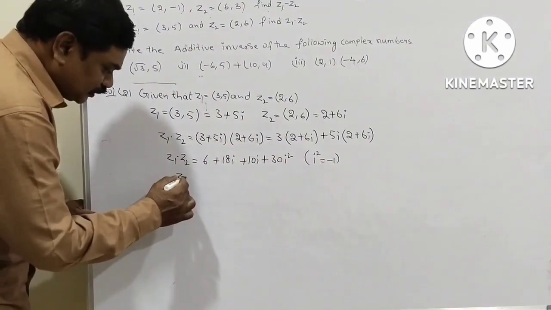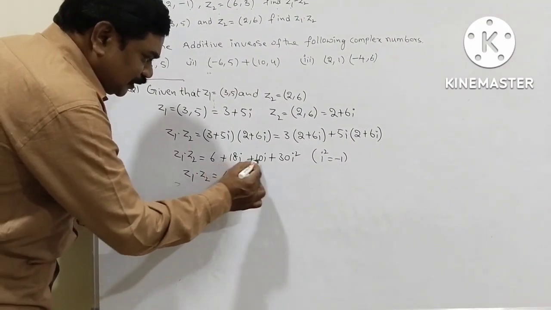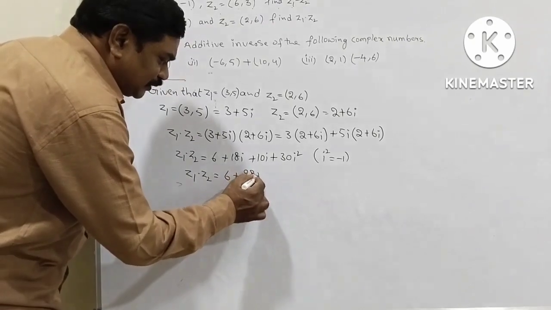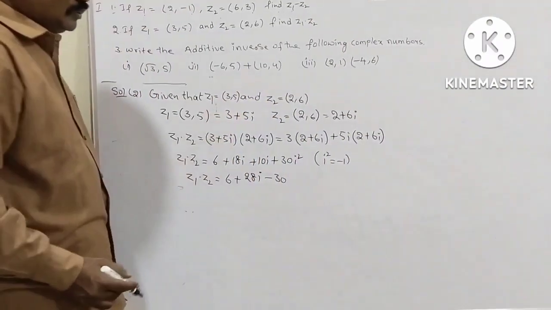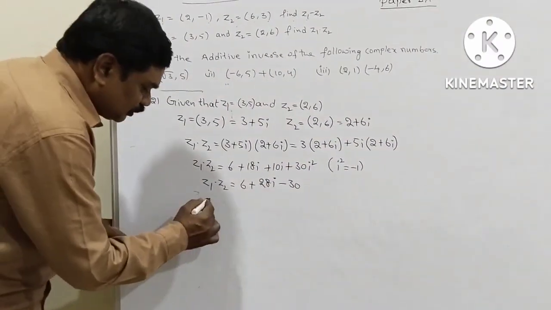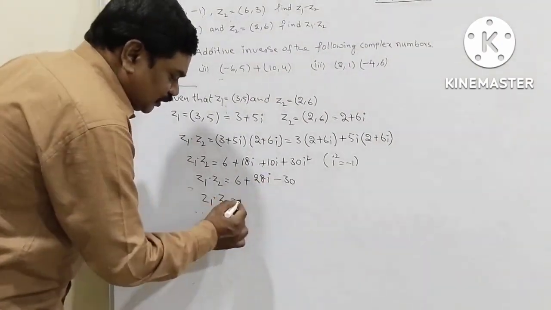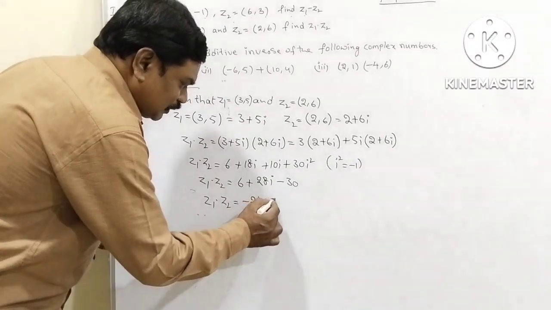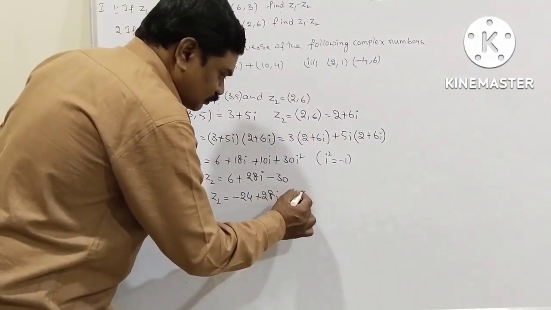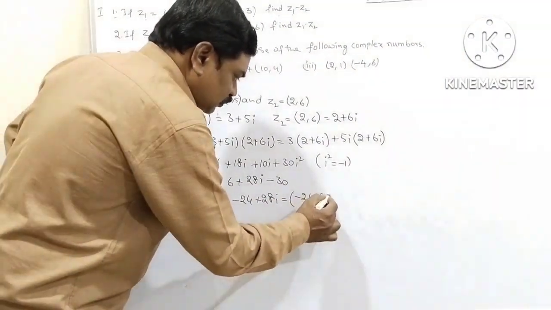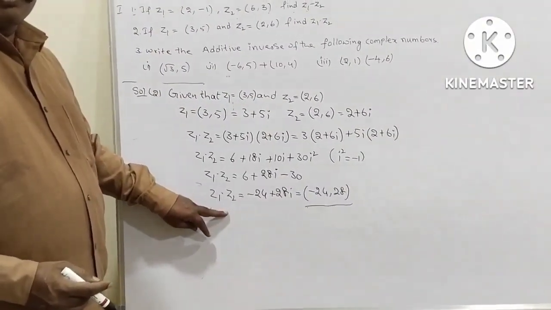So Z1 into Z2 is equal to 6 plus 18i plus 10i, that is 28i, minus 30, where i squared is equal to minus 1. So Z1 into Z2 is equal to 6 minus 30, that is minus 24, plus 28i. Written as an ordered pair, minus 24 comma 28. This is Z1 into Z2.